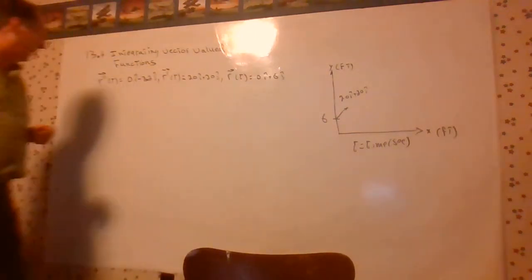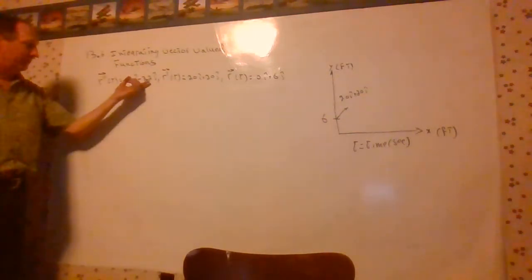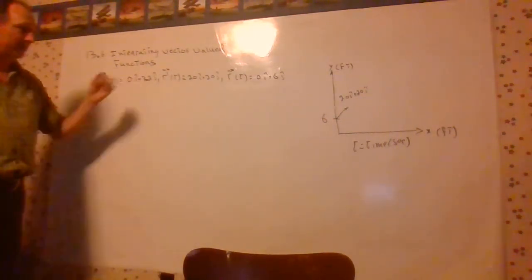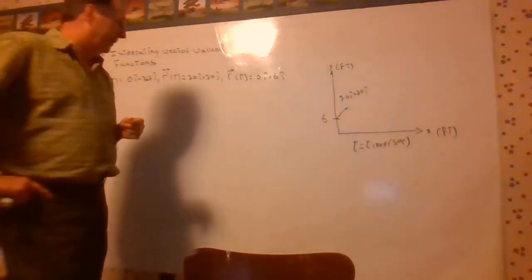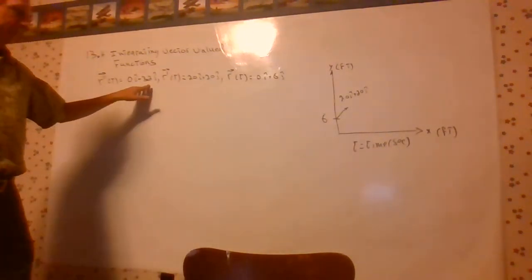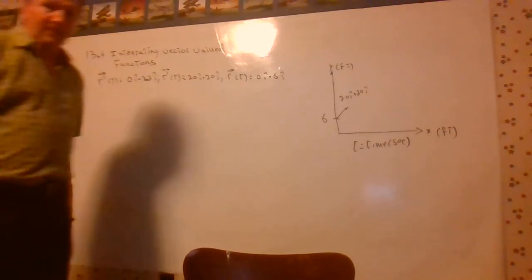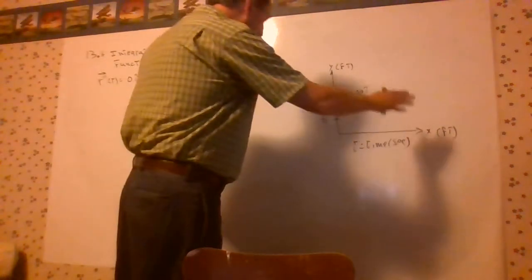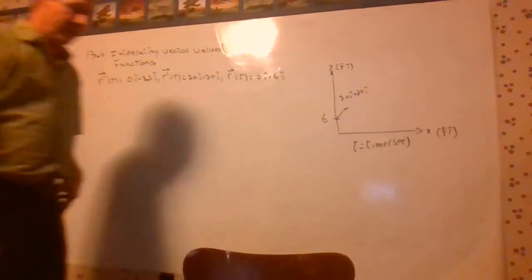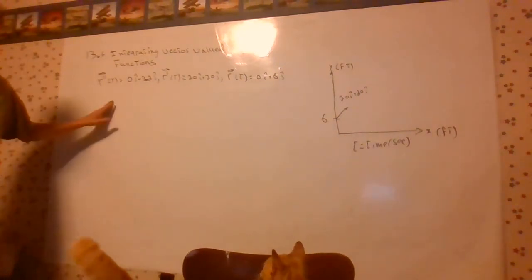This is the initial velocity. The acceleration is negative 32 feet per second squared. The question is, can we describe what's happening? And that's where solving the differential equation comes into play.